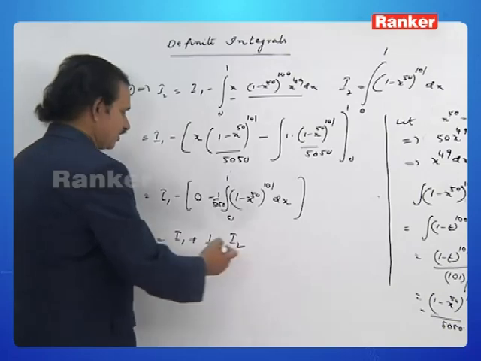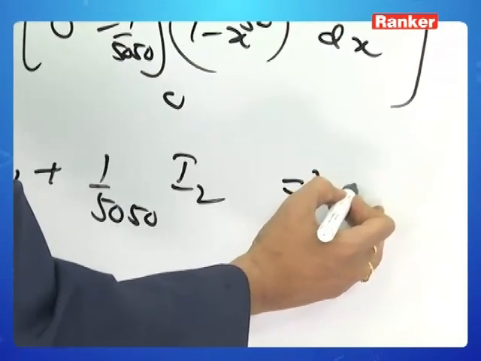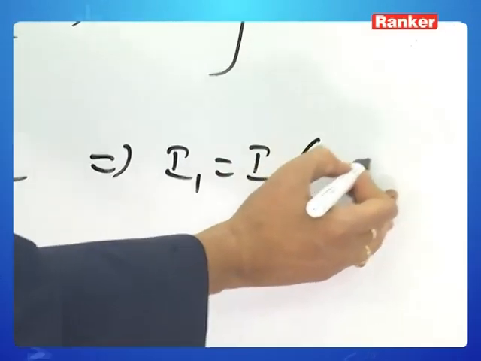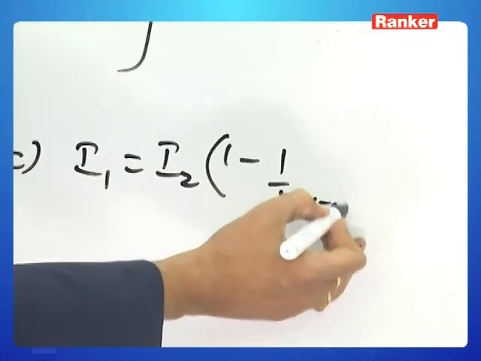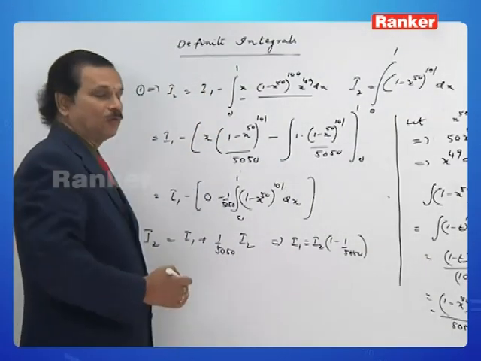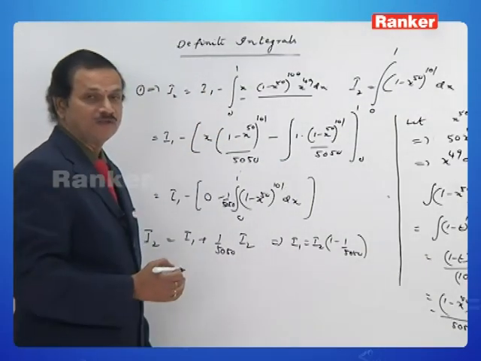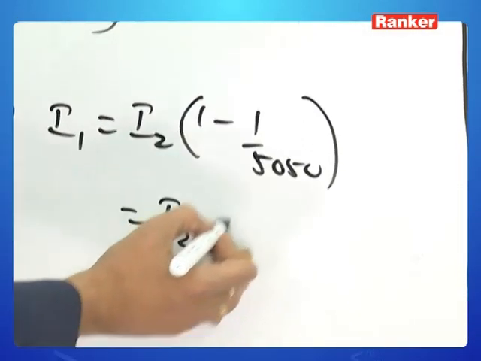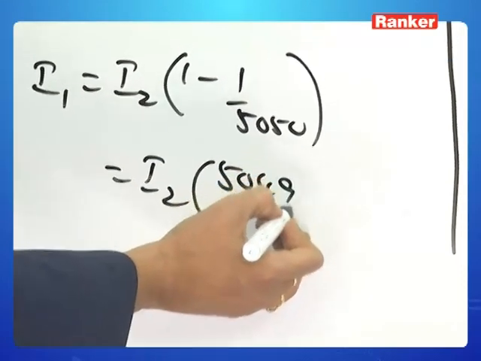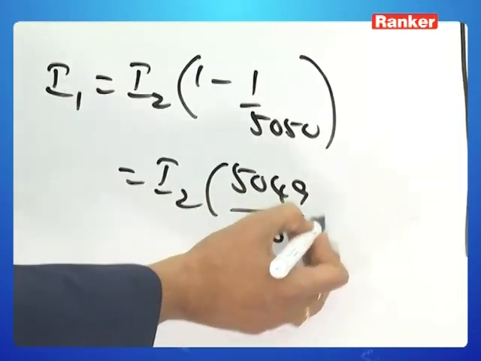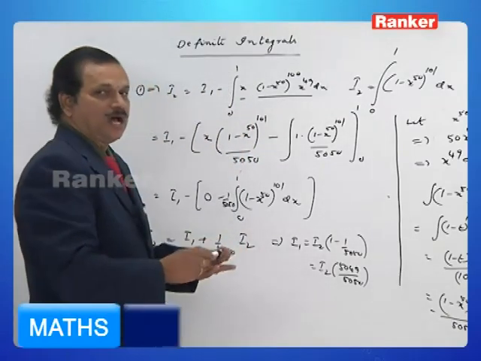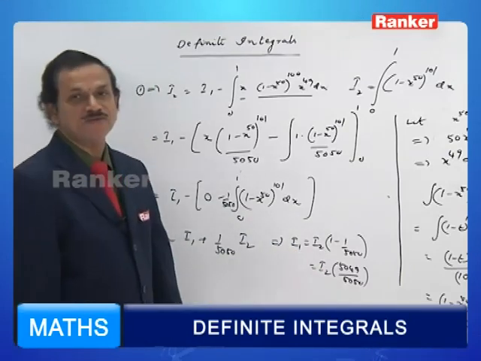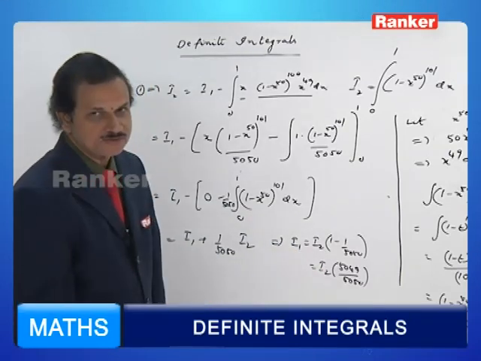You bring I2 that side, so that I1 is equal to I2 into 1 minus 1 by 5050. What is 1 minus 1 by 5050? It is nothing but 5049 by 5050. So I1 is I2 into 5049 by 5050, and we are asked to find I1 by I2. I1 by I2 is nothing but 5049 by 5050.